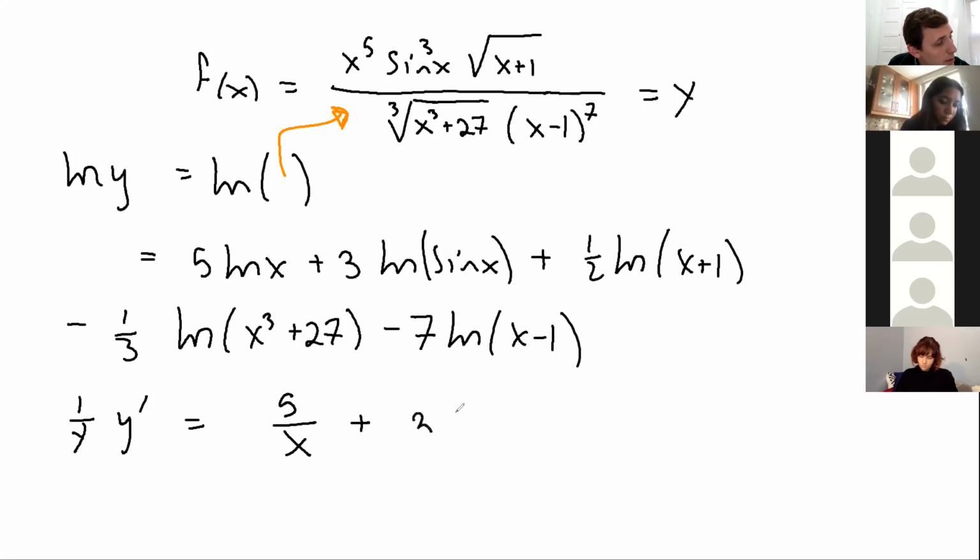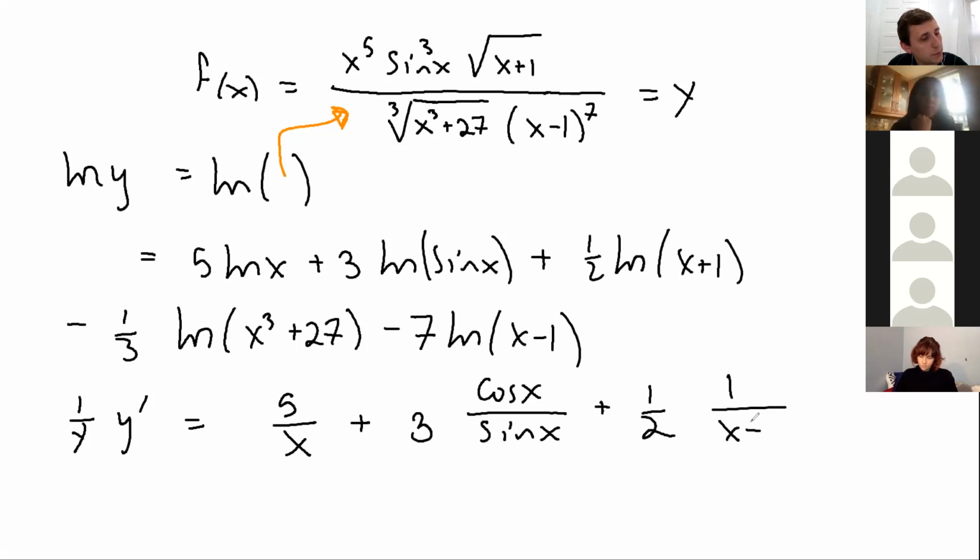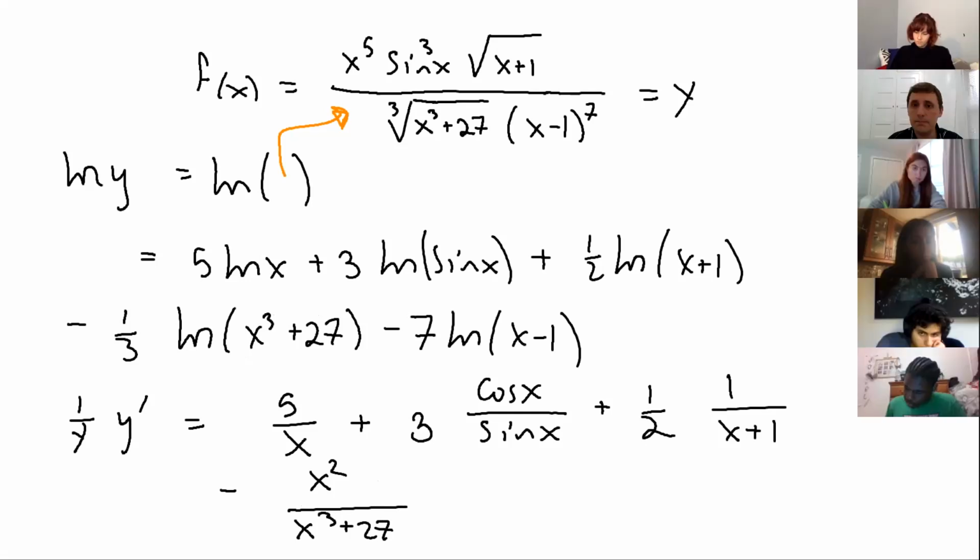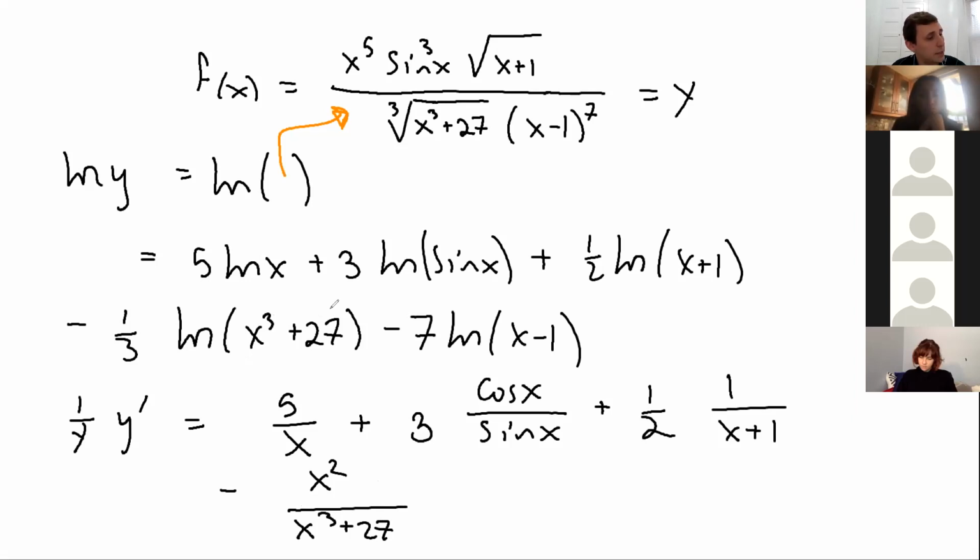this becomes now 3. Take a derivative of ln. Whatever is inside is written down. Derivative of sine is cosine. Am I right, Grant? Plus 1/2 1 over x plus 1. Minus, look at it. When I take the derivative here, there would be 1/3 and there would be 3x squared, right? So it would be x squared over x cubed plus 27. The 1/3 cancels the 3. Are you clear, guys, what's happening? Just chain rule of each step. And then finally, minus 7, 1 over x minus 1.